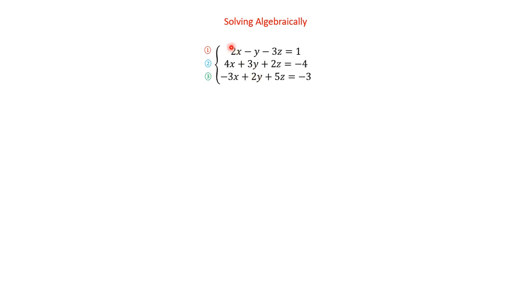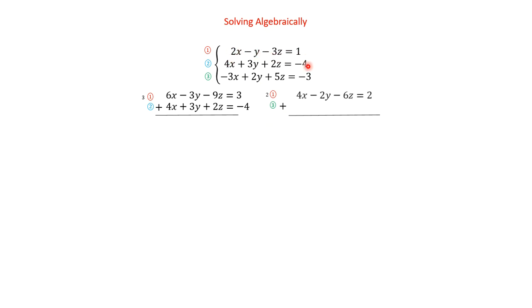For 1 and 2, we're going to have to multiply 1 by 3. And then for 1 and 3, we're going to have to multiply 1 by 2. So 1 times 3 will be 6x minus 3y minus 9z equals 3. And then just equation 2. And then equation 1 times 2, 4x minus 2y minus 6z equals 2. And then just equation 3.